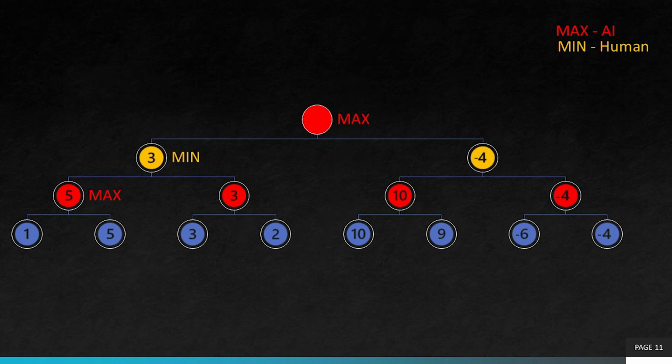The value for the next yellow child node is -4, which is the minimum of the two possible values of 10 and -4. Finally, we need to determine the value of the root node. As the root node is the AI maximizing function, it selects the value of 3 as this is the highest of 3 and -4. So now we have the optimal result.